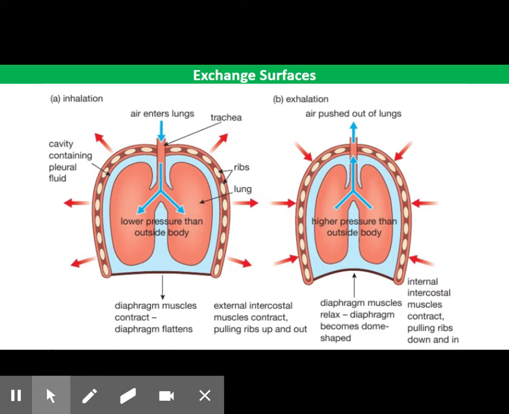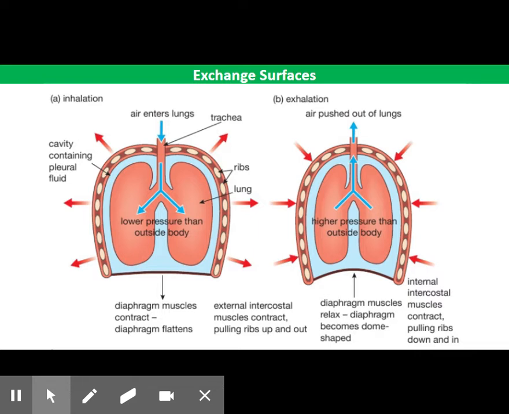So first of all, looking at the diagram on the left-hand side of inhalation. So during inhalation, the internal muscles between the ribs contract, moving them up. The diaphragm muscle below the lungs contracts and flattens. The chest cavity increases in size, and the internal pressure of the air inside the lungs is reduced. The outside air will therefore flow through the nose, down through the trachea, and finally into the lungs. It's drawn into the lungs.